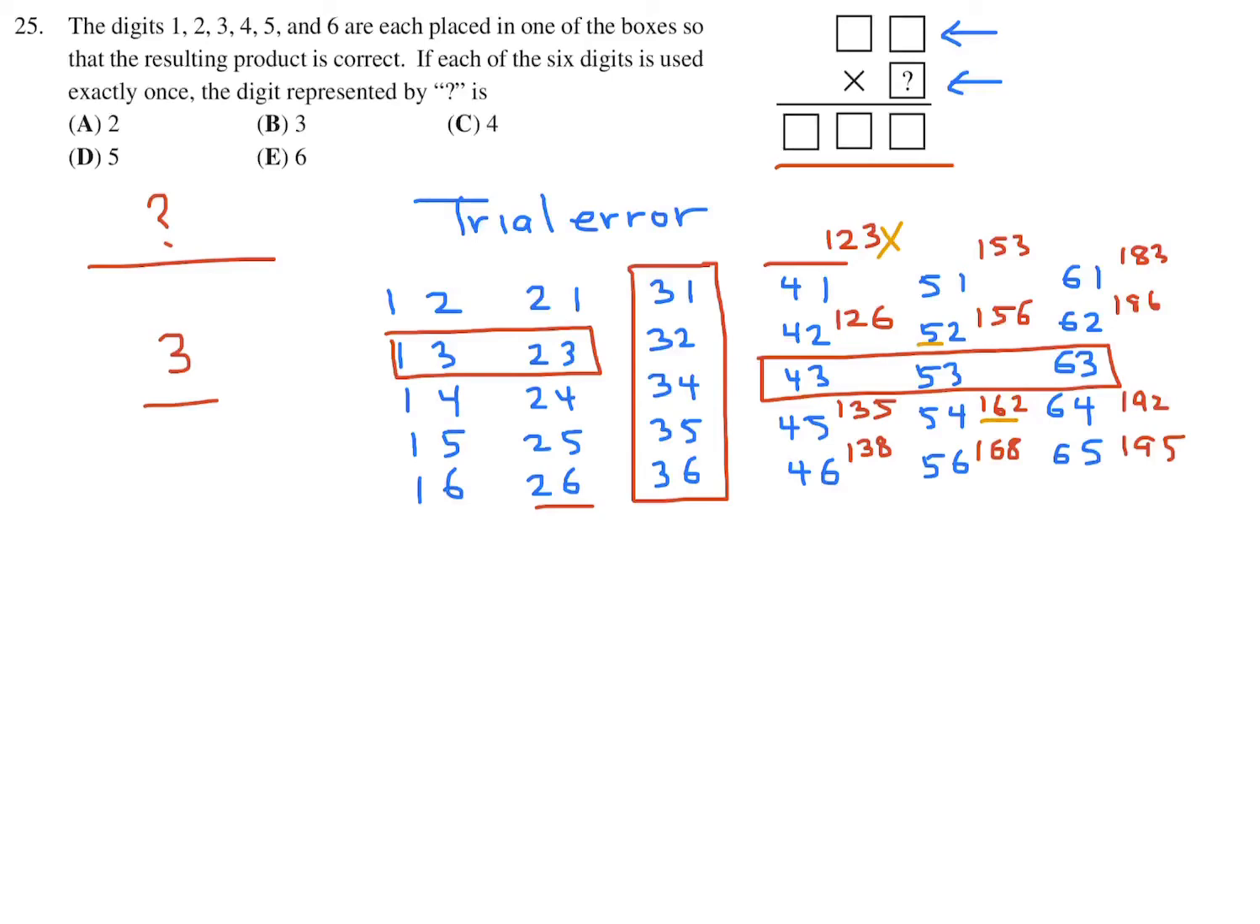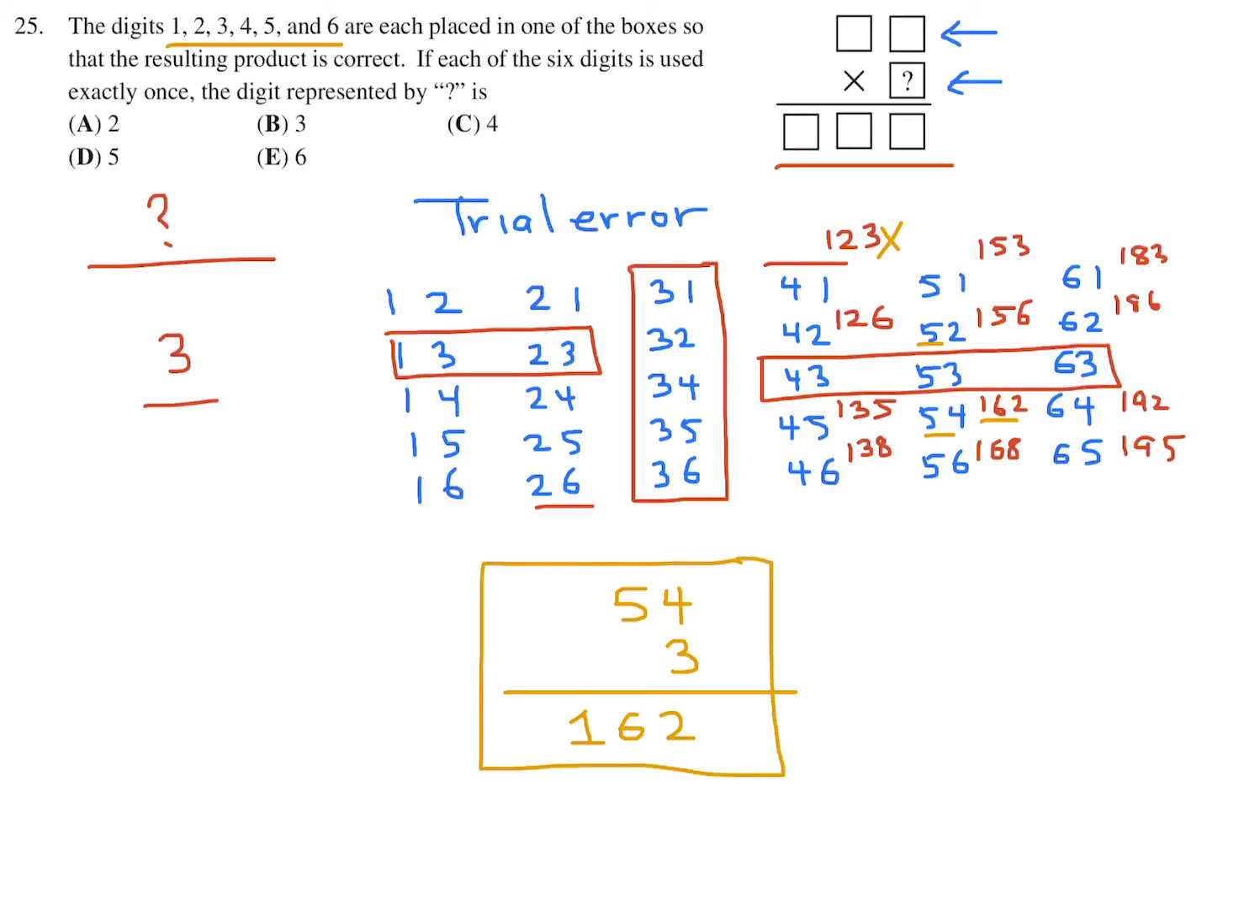How about 162? Well, let's see. We have 54 as our 2-digit number. Our question mark is 3. And then that gives 162. I believe we have it. Each of these digits is only being placed once. 1, 2, 3, 4, 5, 6. There you go. We got it. And therefore, the question mark digit is 3. So as you can see, without too much pain, we got this answer correct with trial and error. So number 25, answer is B, which is 3.